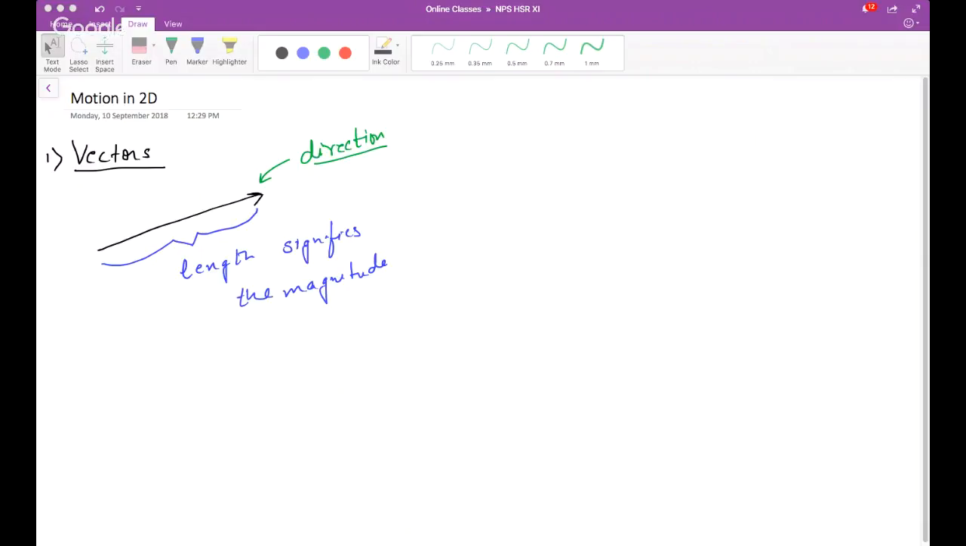And we learned basic operations on vectors. So first, we learned that you can add two vectors, you can subtract two vectors, you can multiply, and so these are the operations which we learned on vectors.